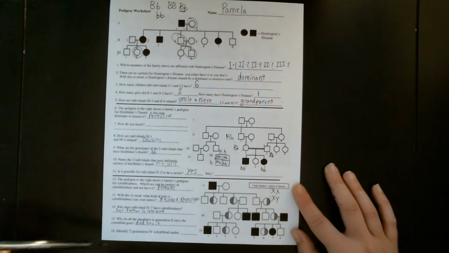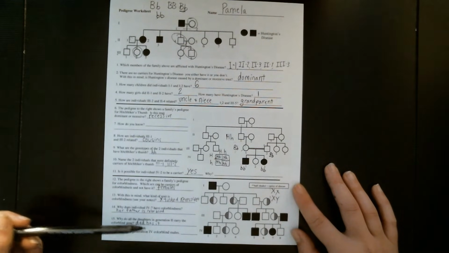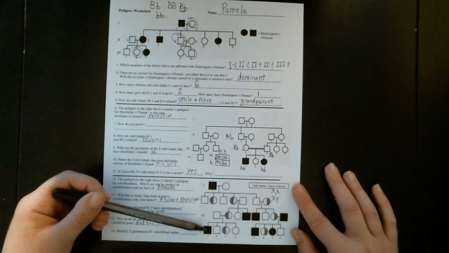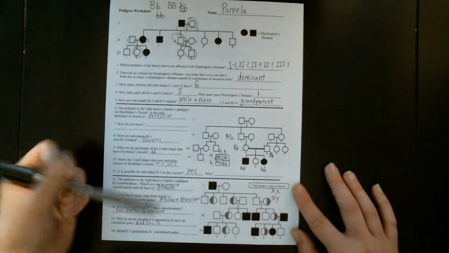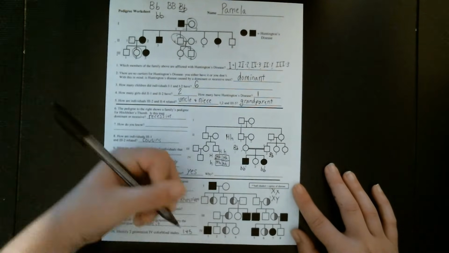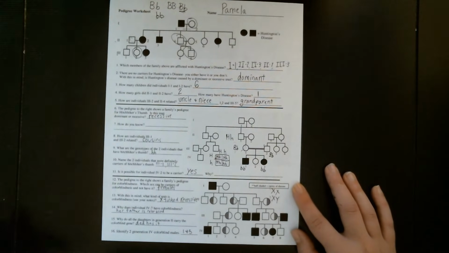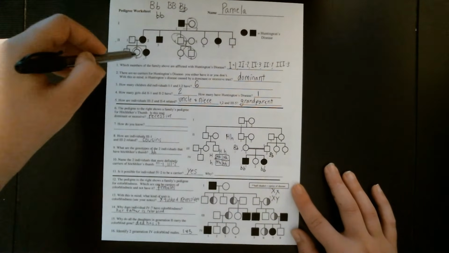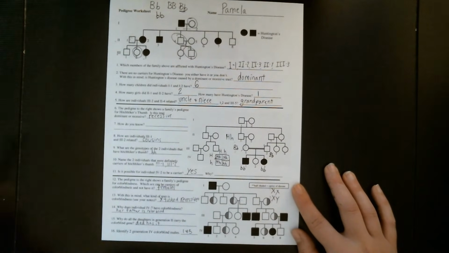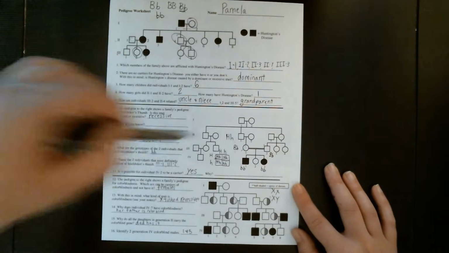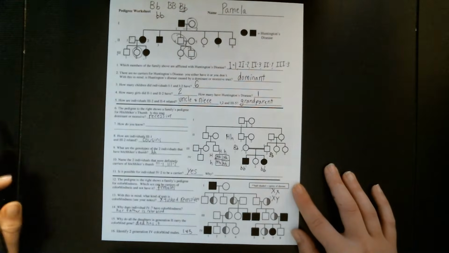Okay, so then the last question here is, identify 2 generation 4 colorblind males. Generation 4, we've got this guy and this guy. So 1 and 5. That was a pretty easy question. Okay, so here we have seen a dominant trait, something called autosomal dominant, because it's not on a sex chromosome. Autosomal dominant, autosomal recessive, and X-linked recessive.